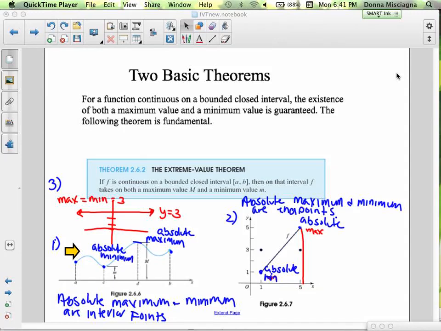Welcome. So, two basic theorems for a function continuous on a bounded closed interval. The existence of both a maximum value and a minimum value is guaranteed. The following theorem is fundamental. It's the extreme value theorem.